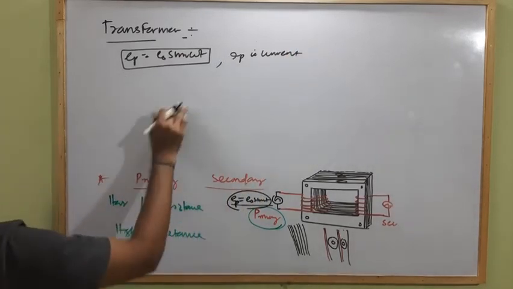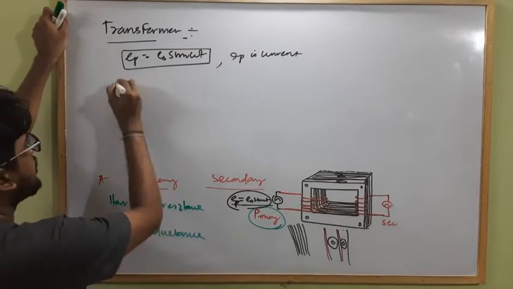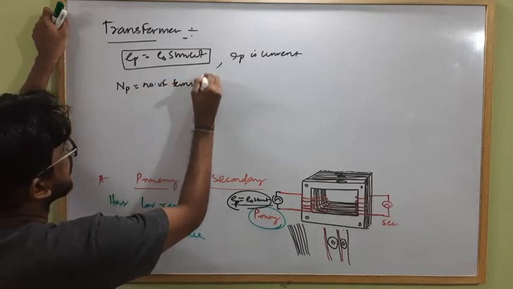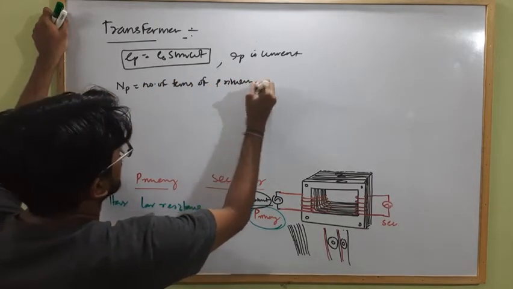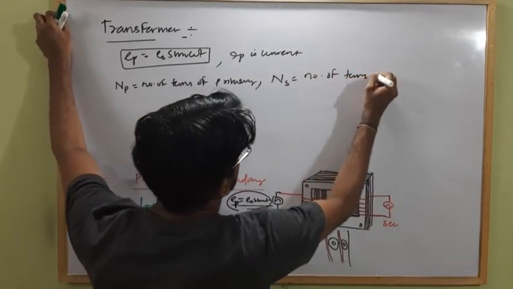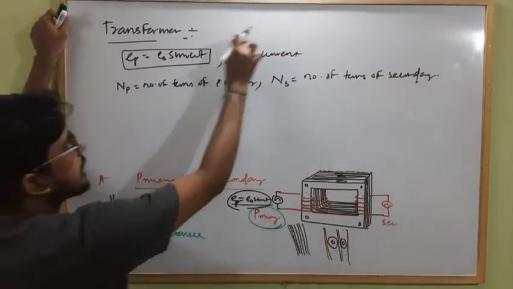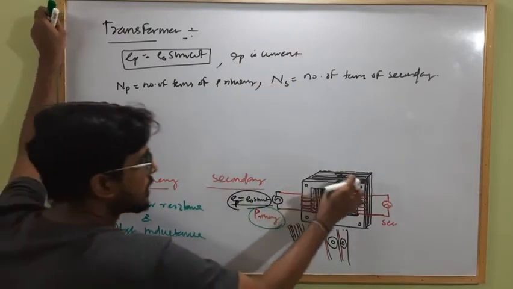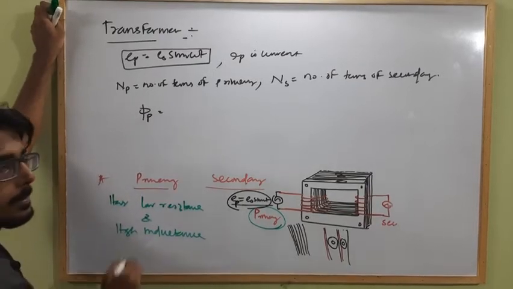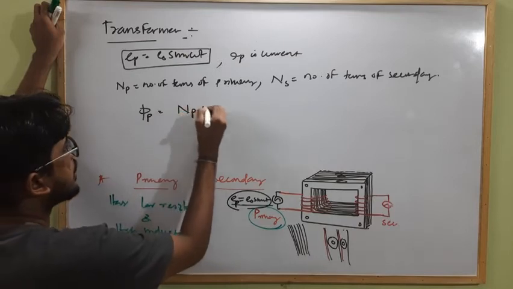So we know if IP is the current flowing through it, and NP is the number of turns of primary, and NS the number of turns of secondary. Clear? So due to change in IP, the flux linked with the primary coil will be how much? The phi p equal to how much? The total flux linked with this will be NP into phi p.